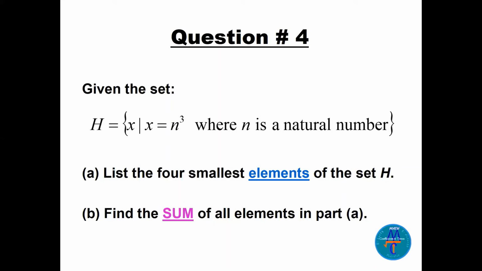So what do we do? We take the natural numbers. What are the natural numbers? Natural numbers start with 1, and then 2, and then 3, and then 4. This is n. So every time I put n here, I find x. So I find the 4 elements in the set H. Then I find the sum of all the elements.